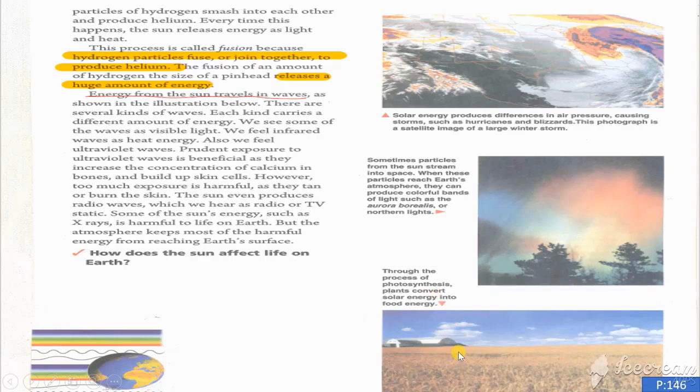Please look at this picture. Through the process of photosynthesis, plants convert solar energy into food energy. Energy from the sun travels in waves. Please watch this video about this subject.